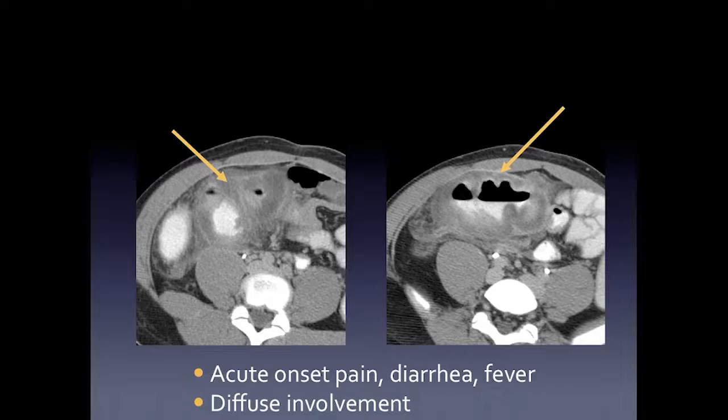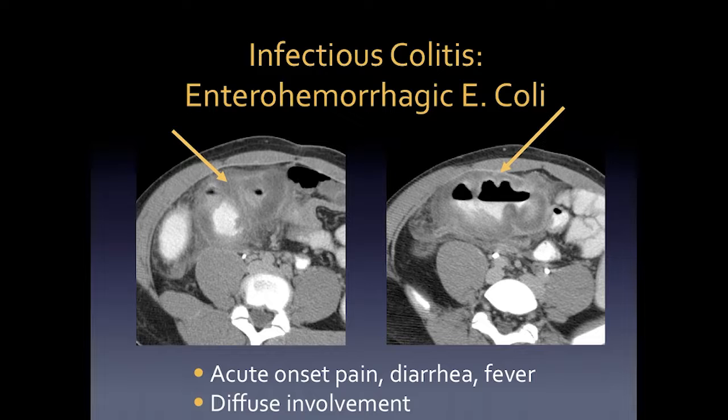Here, mystery case. We have a very thick-walled colon, very edematous-looking stranding around it. This patient had acute onset of diarrhea and fever. It was a diffuse colitis. So, possible diffuse agents, things like E. coli, CMV. Most of the time, I'm going to assume it's C. difficile colitis, but this was actually a patient who had had a bad hamburger, and this was a case of enterohemorrhagic E. coli.